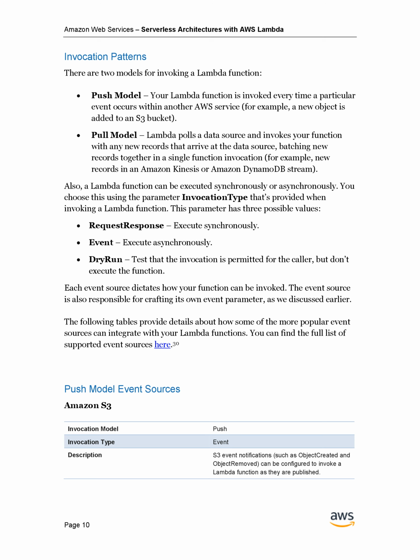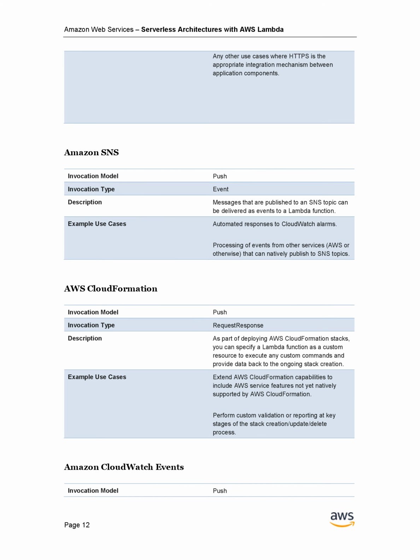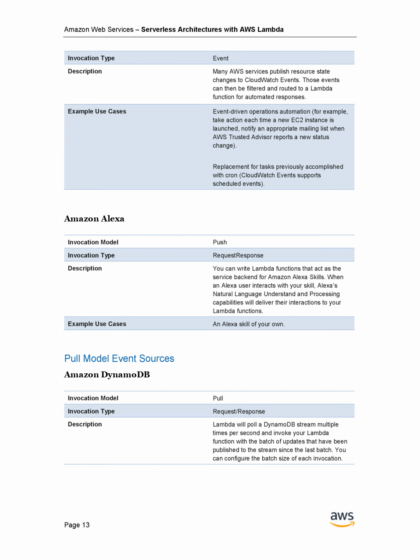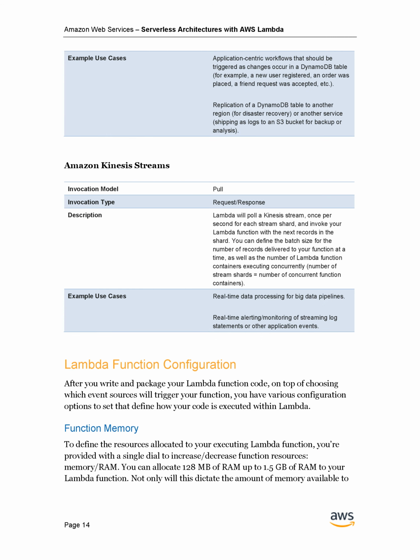Each event source dictates how your function can be invoked. The event source is also responsible for crafting its own event parameter, as we discussed earlier. The following tables provide details about how some of the more popular event sources can integrate with your Lambda functions. You can find the full list of supported event sources here. Push model event sources: Amazon S3, Amazon API Gateway, Amazon SNS, AWS CloudFormation, Amazon CloudWatch Events, Amazon Alexa. Pull model event sources: Amazon DynamoDB, Amazon Kinesis streams.